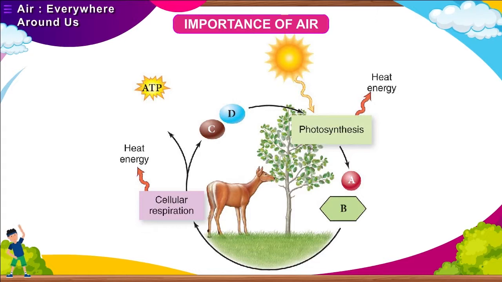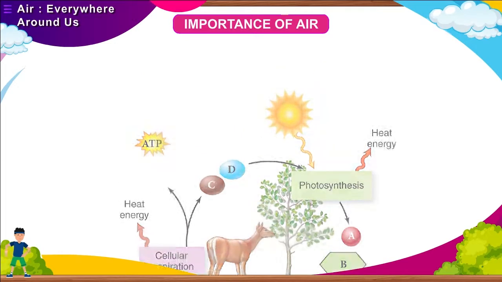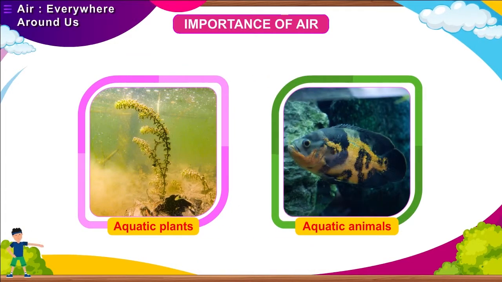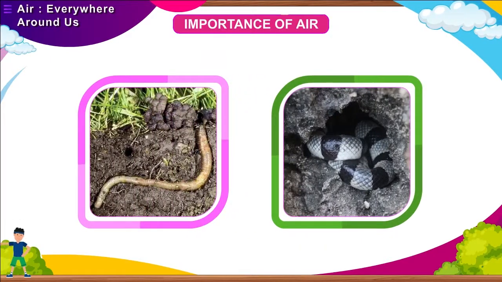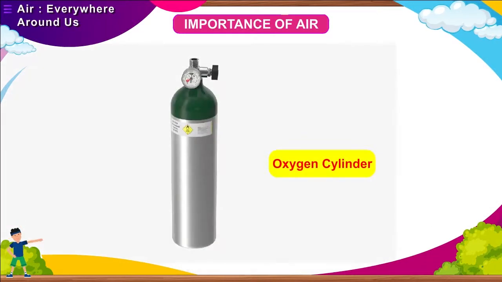Thus, plants help in maintaining the balance of carbon dioxide and oxygen in nature. Aquatic plants and animals take in dissolved air. Animals living inside land take in air from the soil. Oxygen is used in the oxygen cylinders for medical purposes.